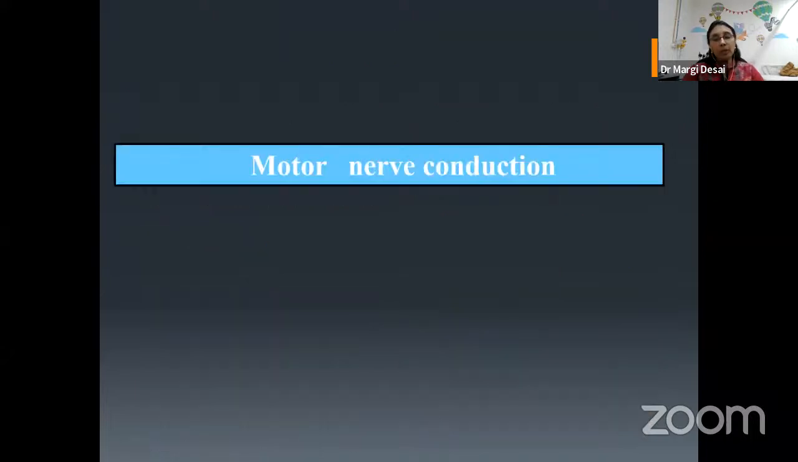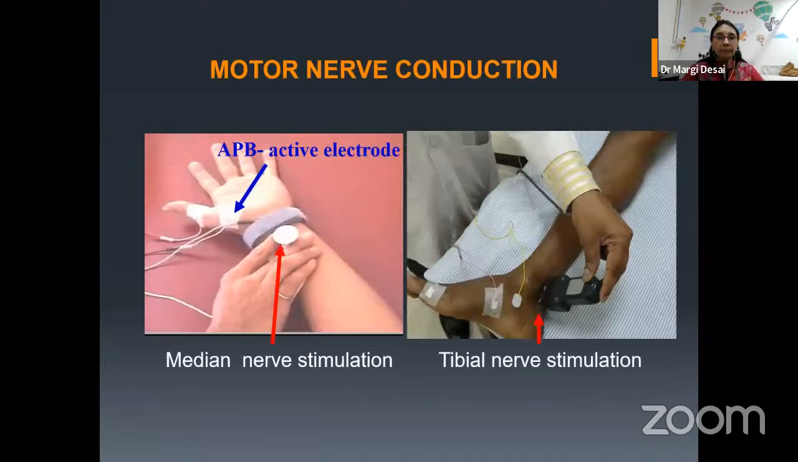Let's look at motor nerve conduction now. So this is how we perform motor nerve conduction. This is stimulation of the median nerve at the wrist and recording from the abductor pollicis brevis, which is a thenar muscle. And this is stimulation of the tibial nerve at the ankle and recording from the abductor hallucis, which is a small muscle of the foot innervated by the tibial nerve.